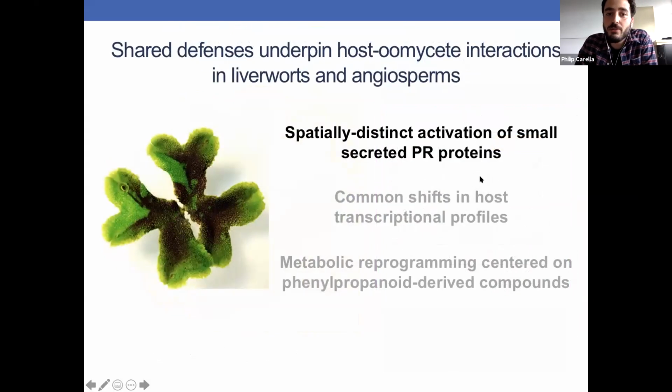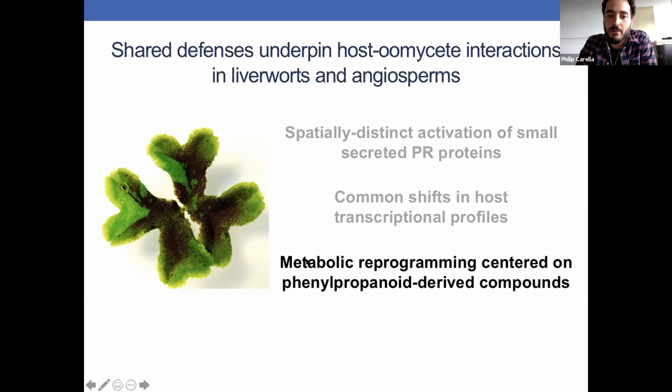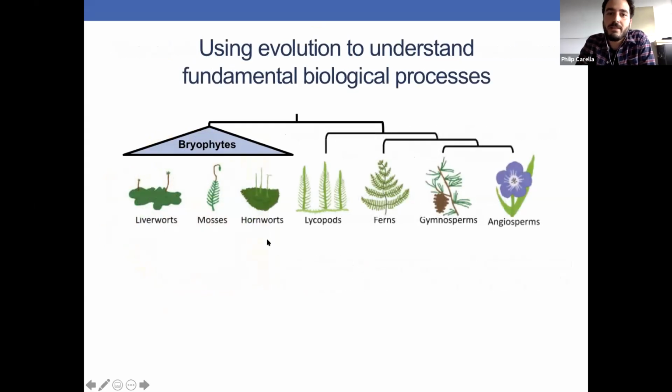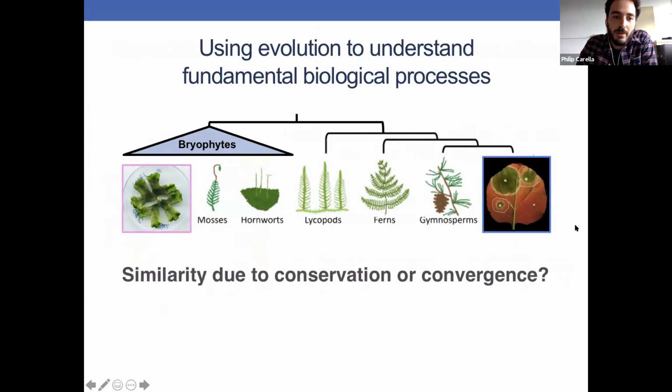So taken together, this is showing that liverworts really share common responses with angiosperms. We see spatially distinct activation of PR proteins. We're also seeing common shifts in host transcriptional profiles, and we see strong metabolic reprogramming that's centered on these phenylpropanoids. And this is a great example of how we can use evolution to understand fundamental biological processes. However, I will say that we've just focused on 2 ends of the spectrum here. We've focused on Bryophytes and Marchantia. So we can't really say whether we're seeing similarity that's due to conservation or just convergence.